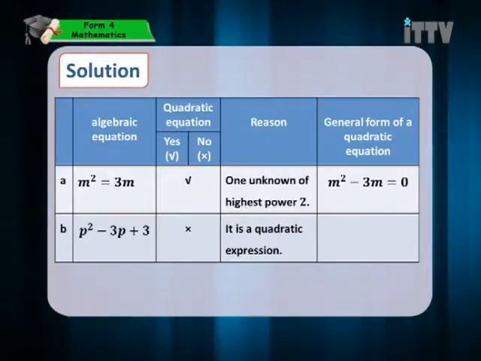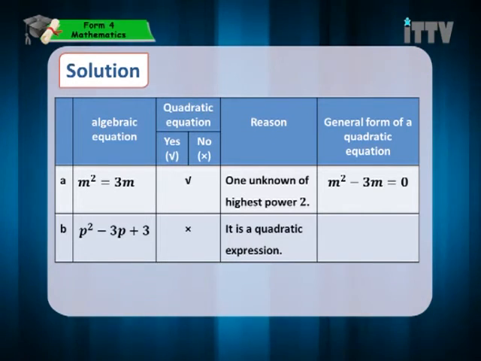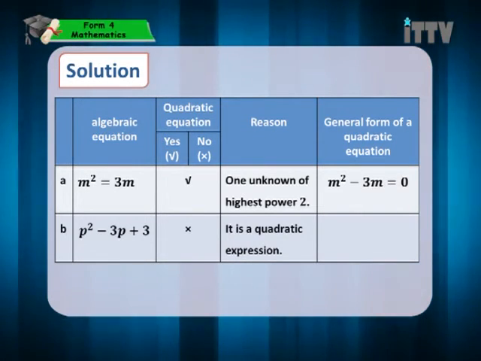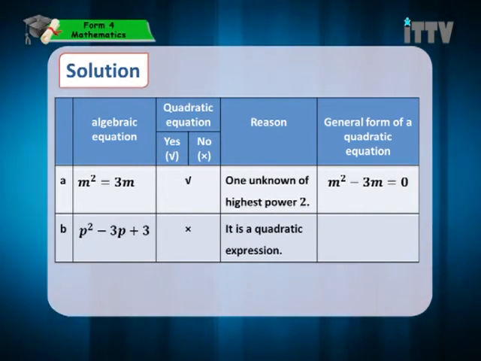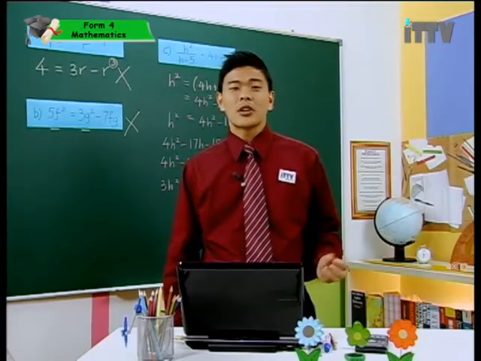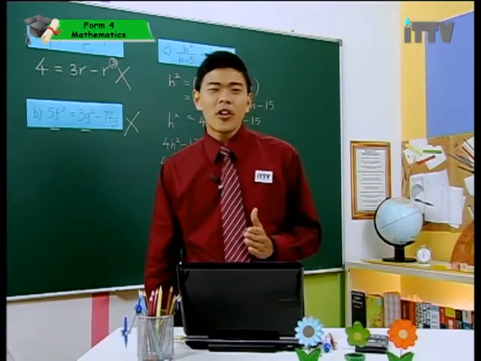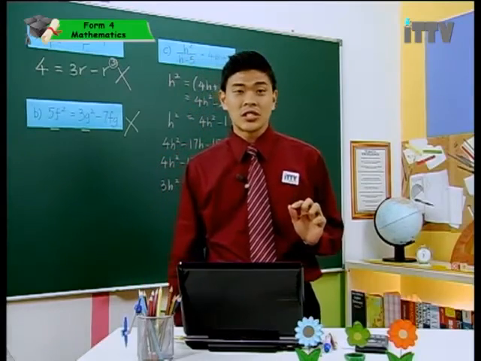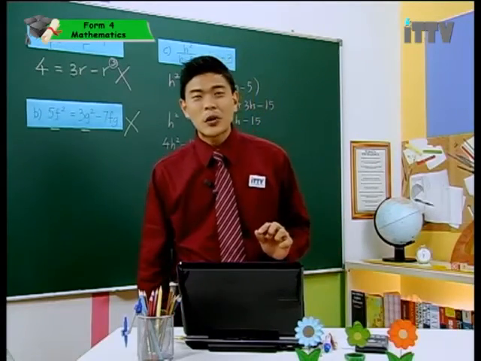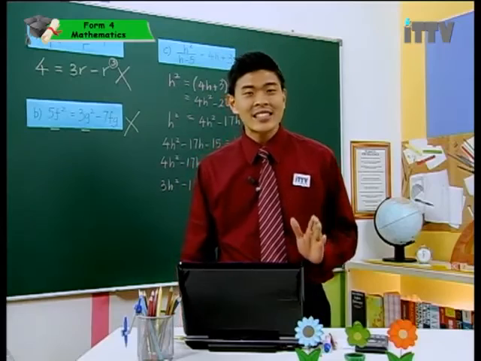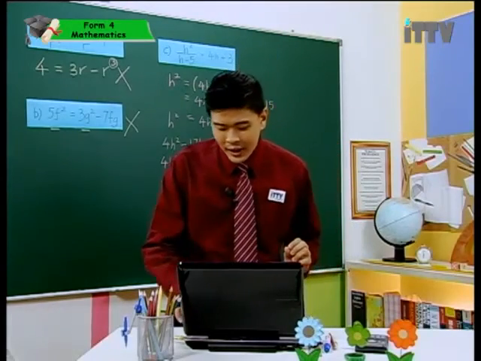In B, p² - 3p + 3, is it a quadratic equation? Obviously not. Why? Because it is a quadratic expression. Everything follows except there is no equal sign. So we are learning quadratic equations today, not expressions. So this is not a quadratic equation.